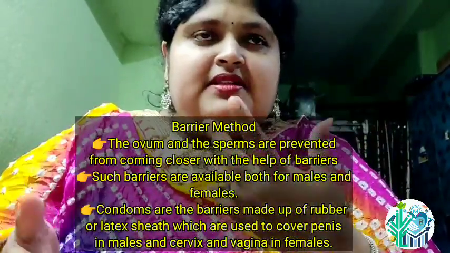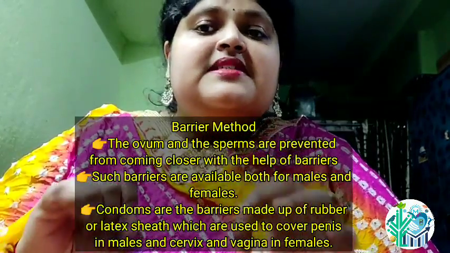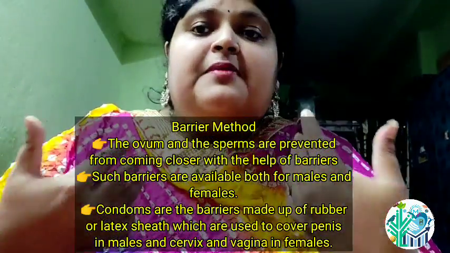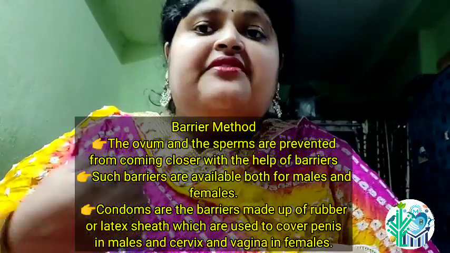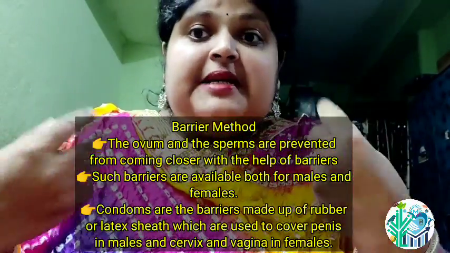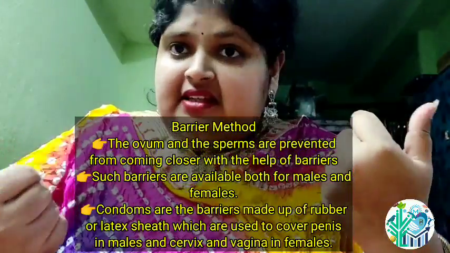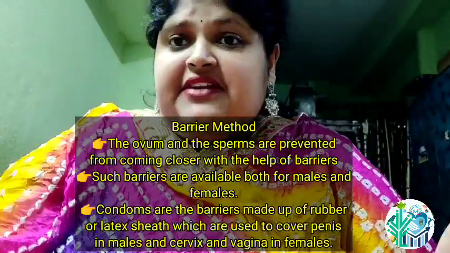Okay, so coming to the second method of birth control, that is the barrier method. What happens in this method? The ovum and sperms are prevented from coming closer to each other in the barrier method. Such barriers are available both for males and females.